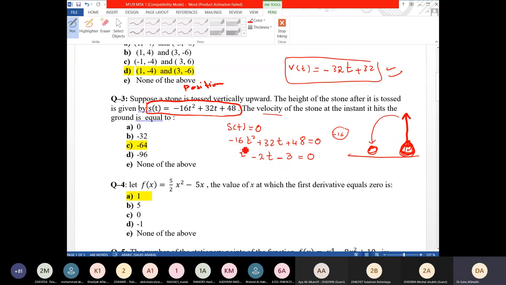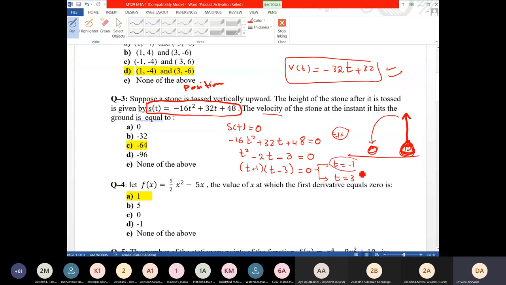This is a minus 3, right? Because I'm dividing by minus 16. I'm dividing the whole equation by minus 16. This will be t squared, this will be minus 2, this will be minus 3. Now I can factorize it into two parts equal to 0. Here we have the t, here we have the t. This is minus 3 with the plus 1. Now their multiplication is minus 3 and their addition is this. This will lead me to two solutions: either t minus 1 or t plus 3.